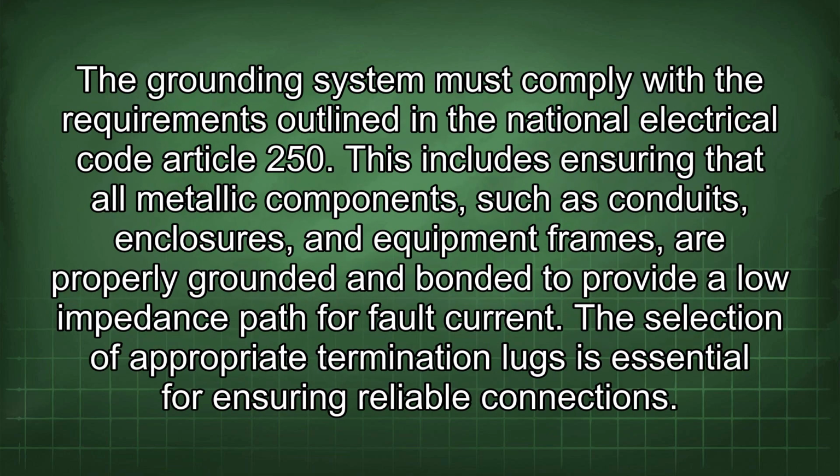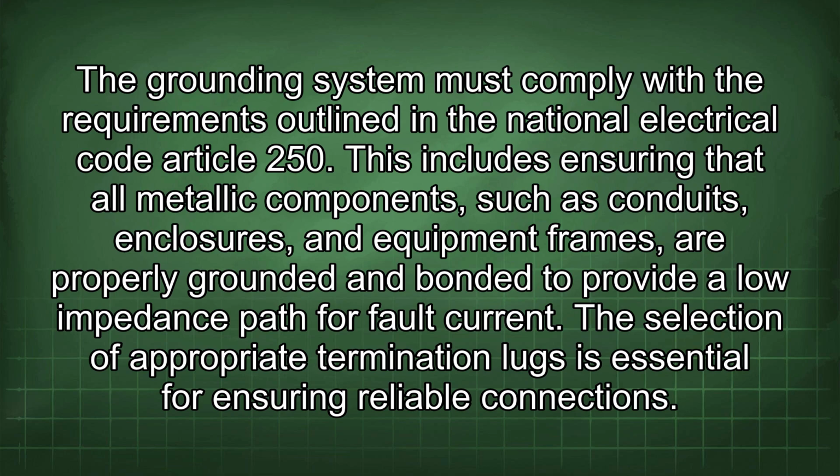The grounding system must comply with the requirements outlined in the National Electrical Code Article 250. This includes ensuring that all metallic components, such as conduits, enclosures, and equipment frames, are properly grounded and bonded to provide a low impedance path for fault current.